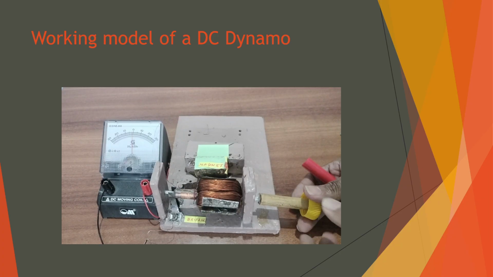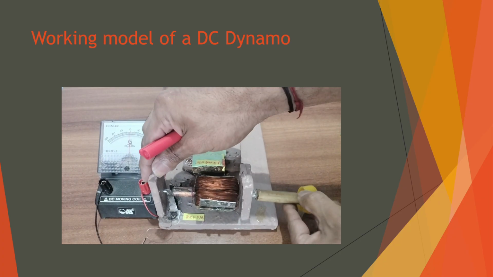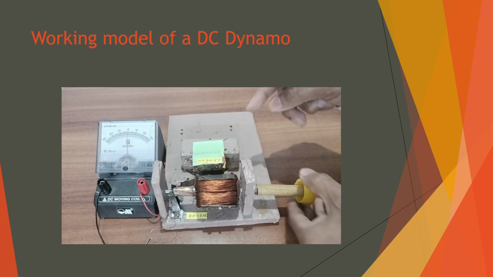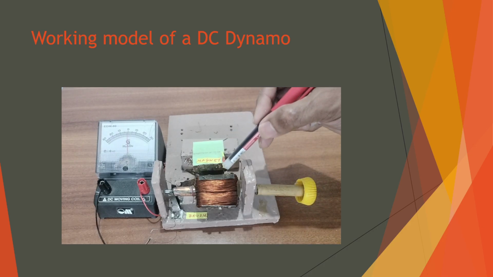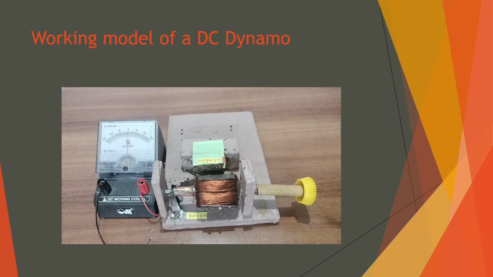Now essentially DC dynamo and DC motor have the same components. All of them have a magnet, armature, commutator, and a brush. Now DC motor and dynamo are essentially the same, but there is another type of commutator. This is a split ring commutator. There is another type of commutator called the slip ring commutator, and it is used in an AC generator.